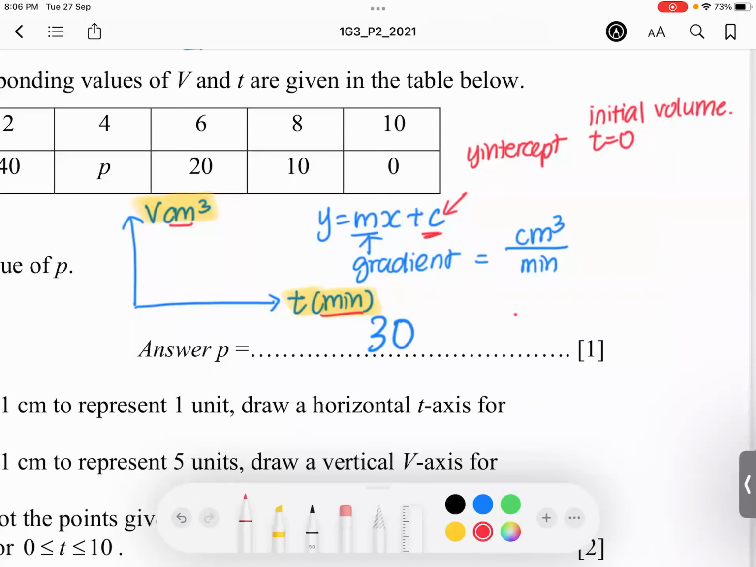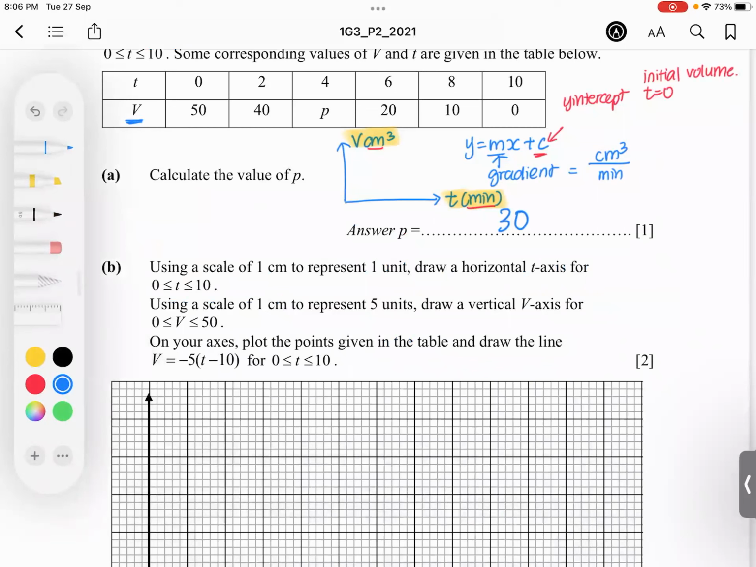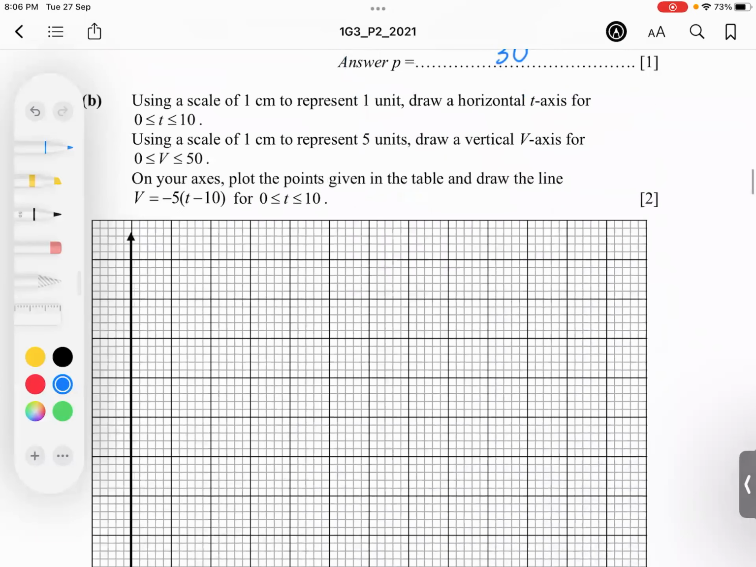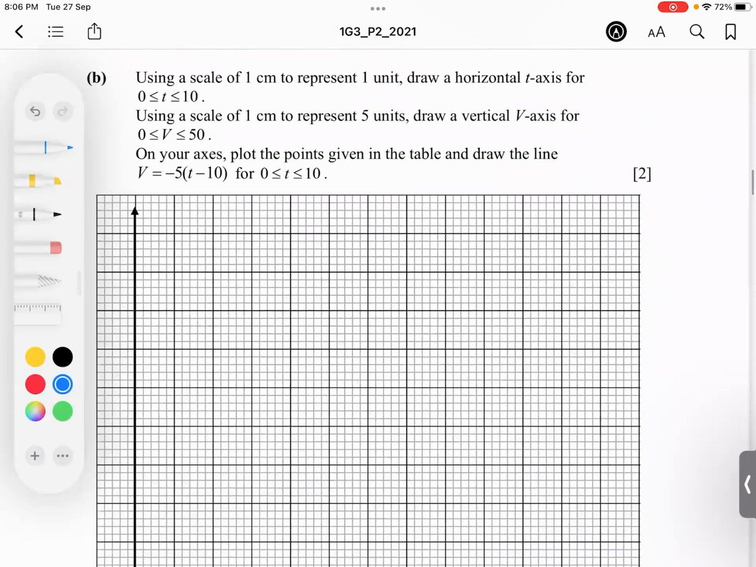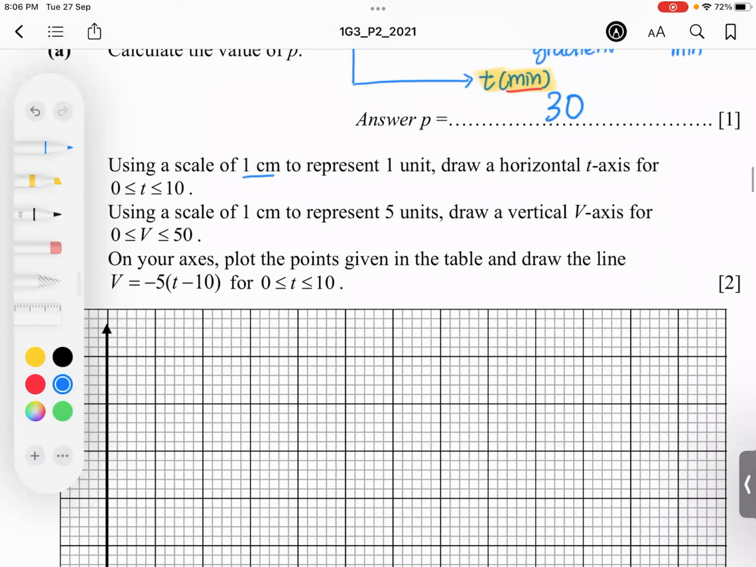Okay, so now then the next part of the question, they ask us to draw the scale. So yesterday, Hudson did mention, ask us to go through how to draw scale, right? Okay, so if let's say they did not give me the scale, they just give me the axis. This one says 1 cm to represent 1 unit. 1 cm is how many small squares? 5 small squares. Okay, or you can take the ruler and you measure.